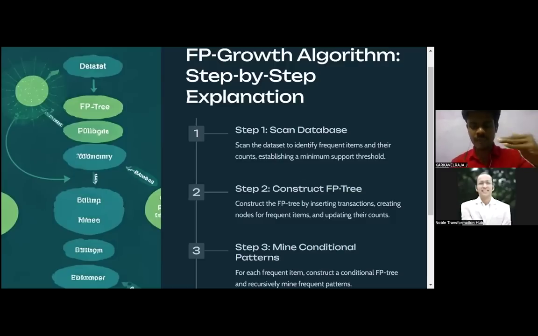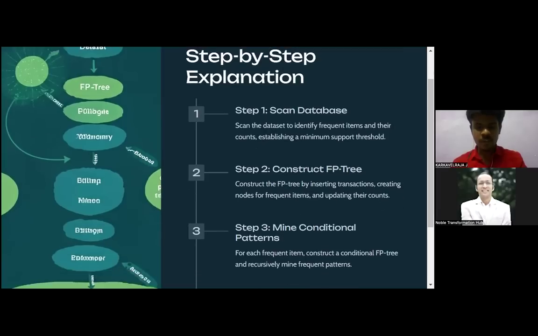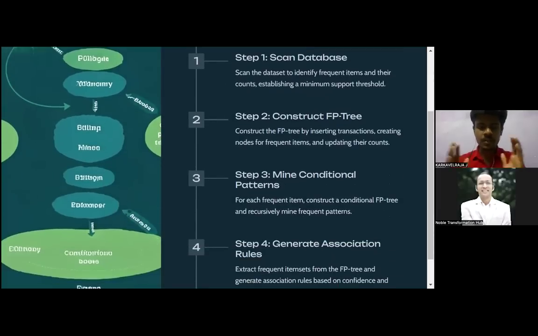Construct the FP tree by inserting the transactions, creating nodes for frequent items and updating the counts. We're going to create a tree-like structure where we have the items, like milk, bread, milk and then biscuit, milk and butter. Next, we mine conditional patterns. That is, for each frequent item set, construct a conditional FP tree and recursively mine frequent patterns. We need to create an entire tree and create branches such that it relates all the other nodes.